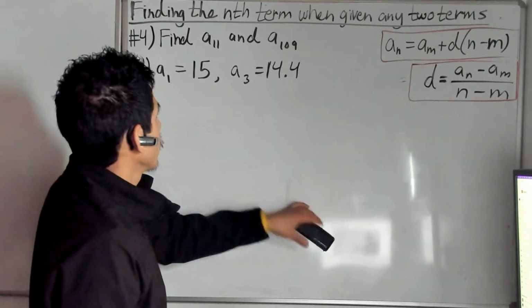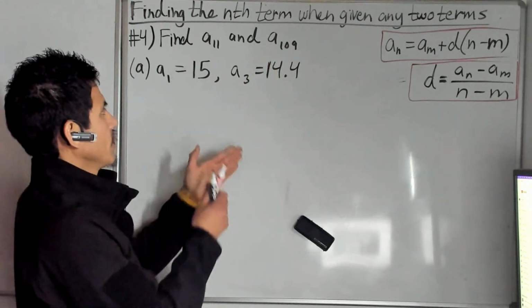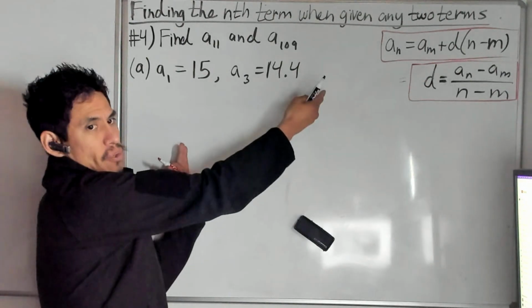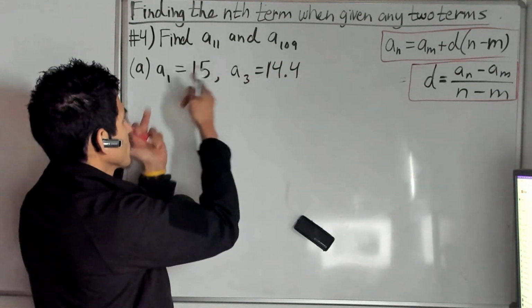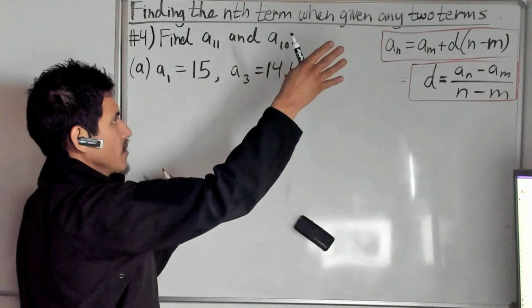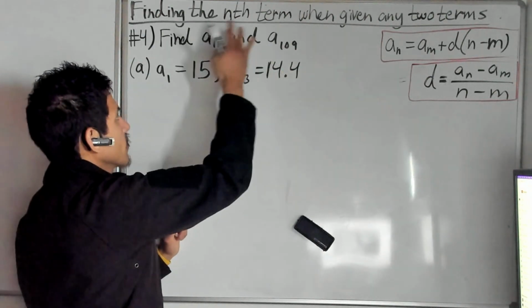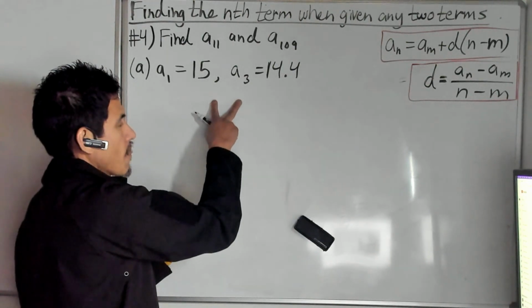All right, now I'm going to go over some examples where you're not given a sequence with the terms in order. So you're going to be given just two random terms. In this case, we're given A1 and A3, but you can be given like A10 and A50. And the goal is still to find any term. So here we're going to find A11 and A109, given any two terms.